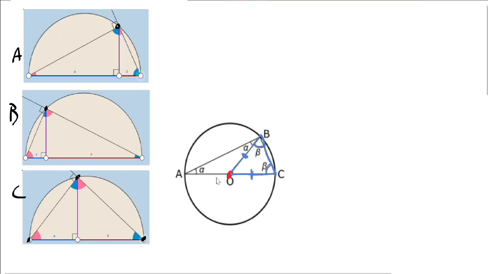If we look at the same deal on the left-hand side of the circle, the distance between A, the edge of the circle, and the center, that's a radius. And the distance between O and B is also a radius. So that means that this green triangle is also isosceles, which means that these two angles here are always going to be equal to each other.